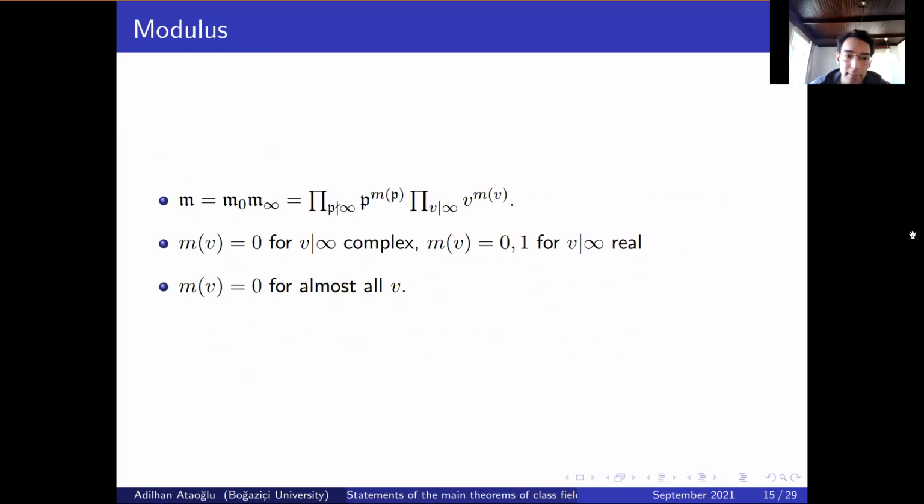And with these primes or places, we define a modulus. A modulus is a finite product of primes on K. The M0 part consists of the finite prime ideals, and the M infinite part consists of the embeddings. A complex embedding has order 0, a real embedding has order 0 or 1, and a finite prime has a positive order.